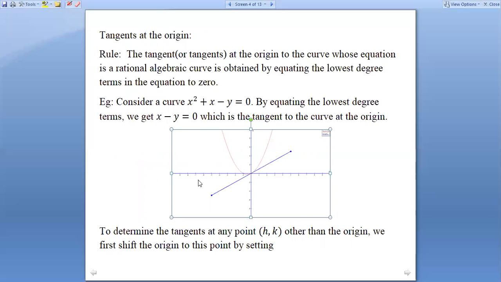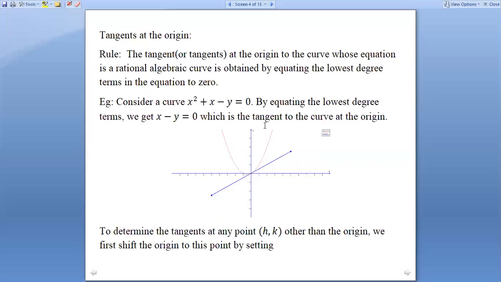Whenever you have a double point, you should know how the tangents will be at that point. The rule to find the tangent at the point is this: you have an algebraic equation. The tangent at the origin to a rational algebraic curve is obtained by equating the lowest degree terms in the equation to 0. For example, you have a curve x squared plus x minus y equal to 0. You equate the lowest degree terms. The lowest degree term is x minus y, so you equate that to 0. That will be the equation of the tangent.